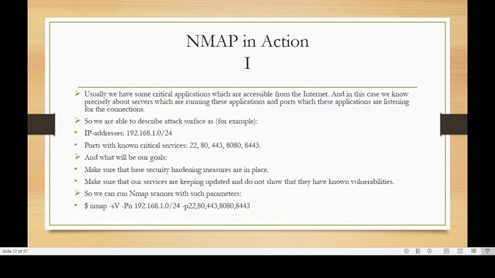Nmap is a port scanner that is used to scan ports. It takes the IP address or name of the host and then finds the basic information related to it.